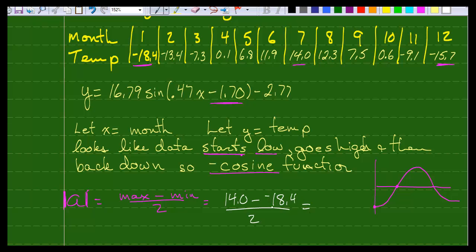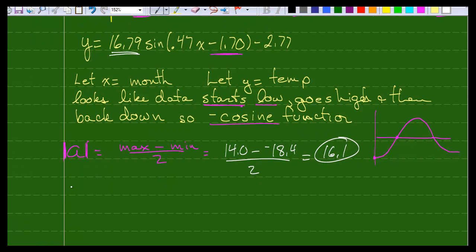14 plus 18.4 gives us 32.4, and divided by 2 gives us 16.1. So our amplitude is going to be 16.1. Not far off of what the graphing calculator calculated.